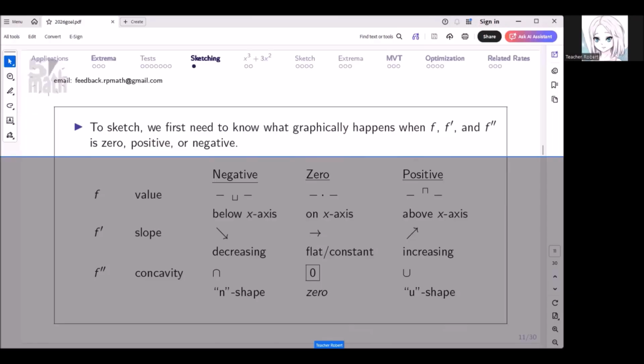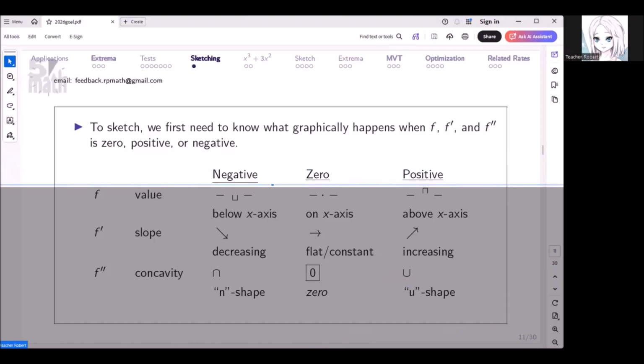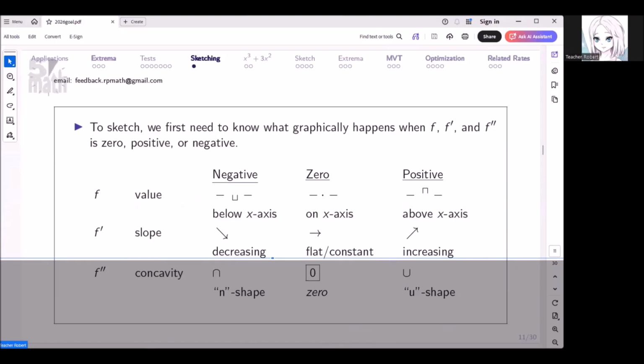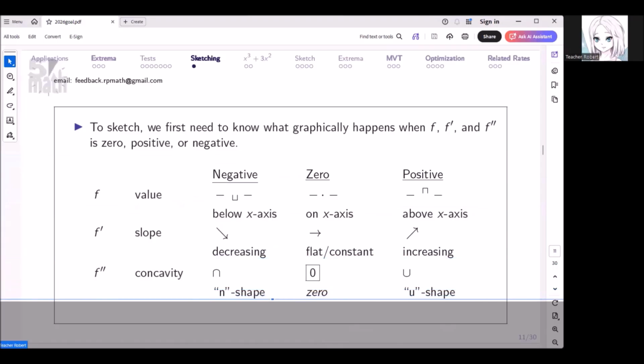To sketch, we first need to know what graphically happens when f, f prime, and f double prime are 0, positive, or negative. Negative, 0, positive. F value: below the x-axis, on the x-axis, above the x-axis. F prime slope: decreasing, flat or constant, increasing. F double prime concavity: N shape, 0, a U shape.